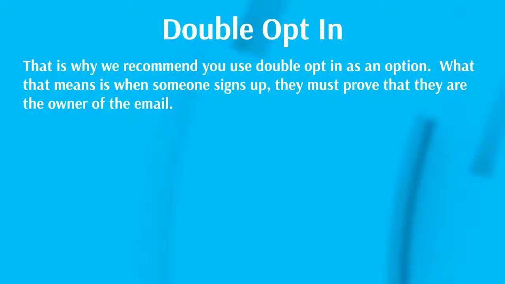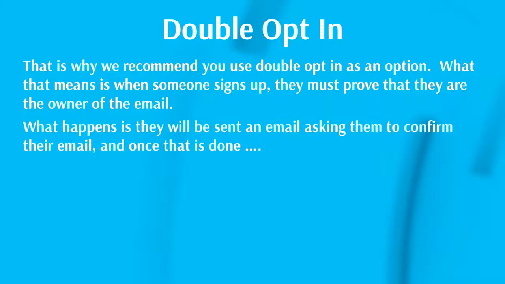Here's what double opt-in is. Double opt-in is when somebody signs up, and let's use the example before where they fill in their name and email address on your landing page, and they click submit. Now, at this point, they're not going to be added to your list. They're going to be added to a sort of pending list. Now, what they have to do in this case is they have to prove that they are the owner of the email. So what happens is they get sent an email asking them to click a confirmation link. And when they click that, and once that is done, then of course they're added to your email list.